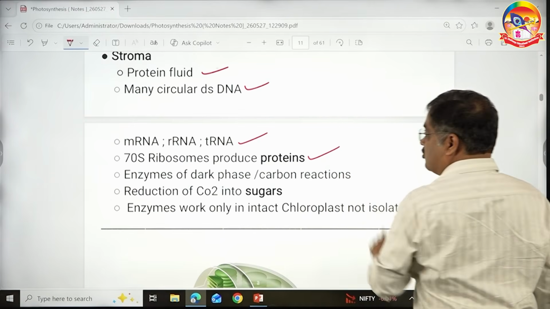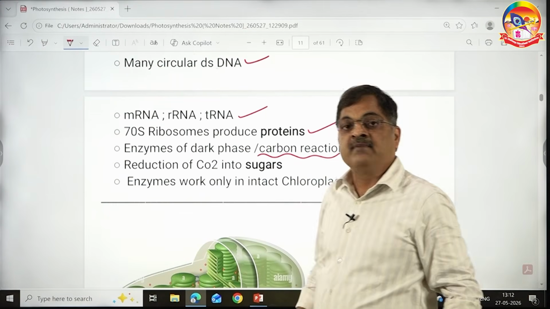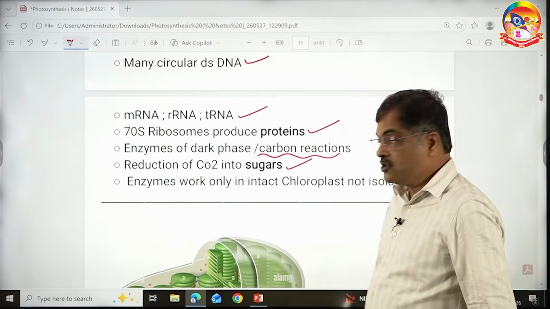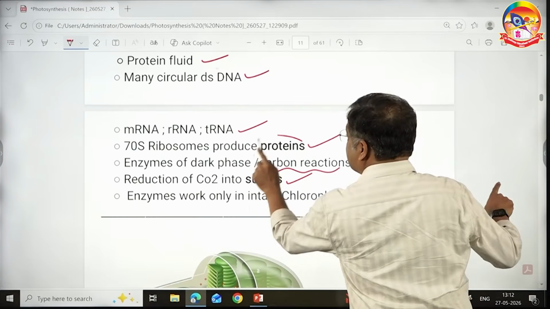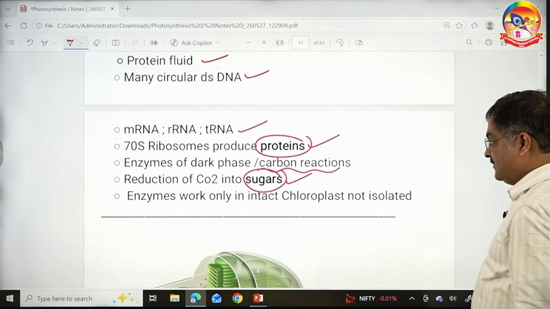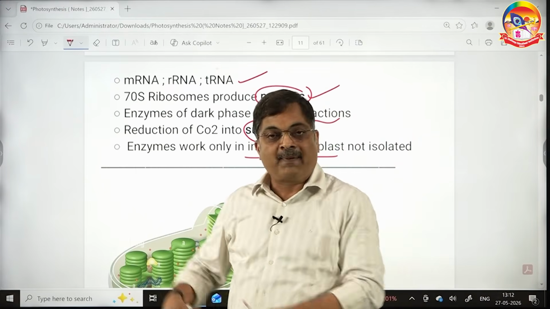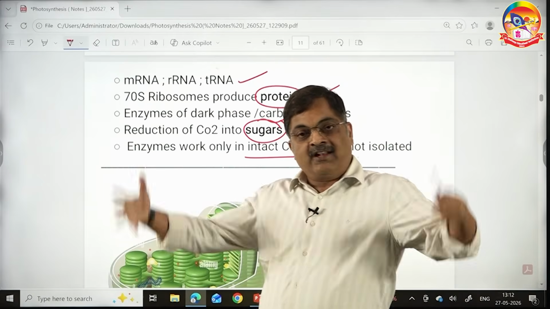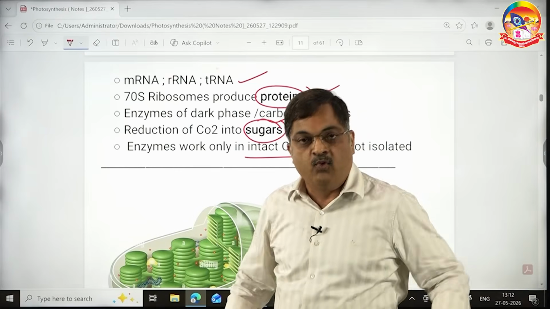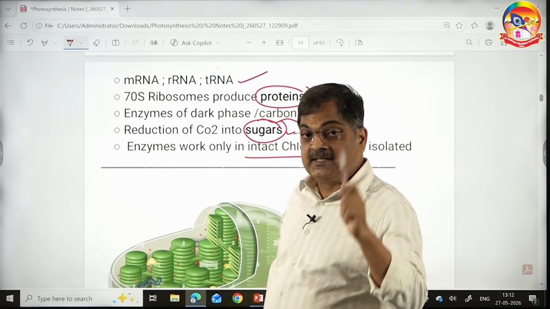70S ribosomes produce proteins. Enzymes of the dark phase. Your textbook says carbon reactions are a synonym for dark phase. Remember that. Reduction of carbon dioxide to sugar occurs in the stroma. So shall I say that both proteins and sugars are produced in the stroma of the chloroplast? Yes. Enzymes work only in intact chloroplast. If I isolate all the chloroplast, put it in a storehouse, can I produce glucose by exposing them to light? Absolutely not. The enzymes turn volatile on isolation. Isolated chloroplast can perform the light phase but not the dark phase.